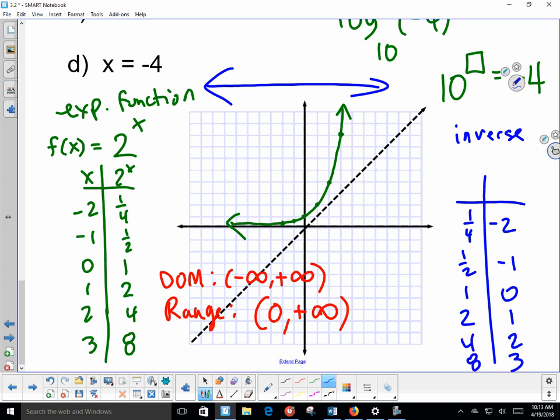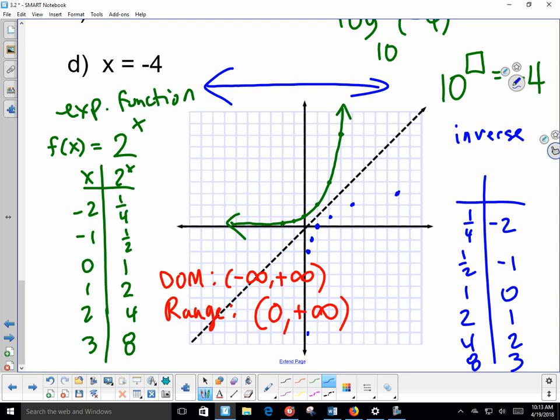Does that look okay? So if I plot these, 1/4 goes to -2. That's about here. 1/2 goes to -1. 1 goes to 0. 2 goes to 1. 4 goes to 2, 8 goes to 3.